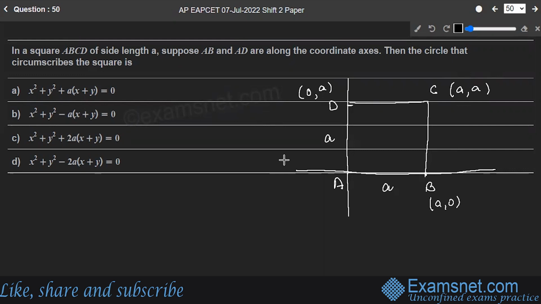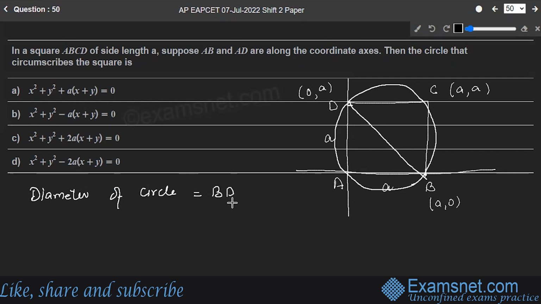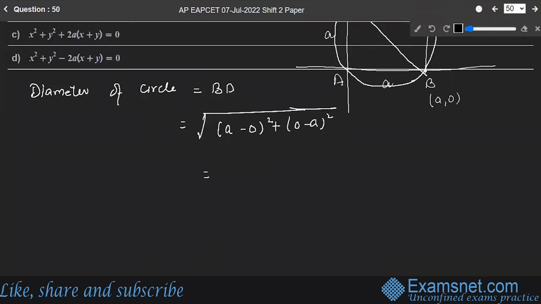Now, next, the circle that circumscribes the square is. So the circle which circumscribes the square is going to be like this. This is the circle which is circumscribing this square. So what about the diameter of the circle? Diameter of circle is equal to BD. And what is BD? This will be given by root of (a - 0)² + (0 - a)², which will be a² + a², which will give you 2a² or a√2. This is the diameter of the circle. Right? And what about the radius of the circle? It will be given by a√2 upon 2, which will be a upon √2.